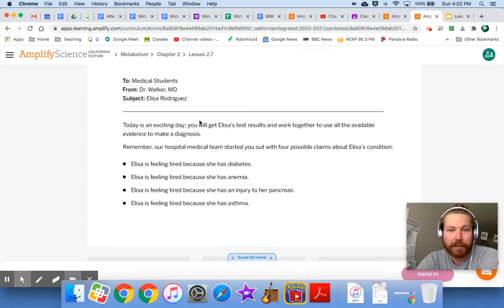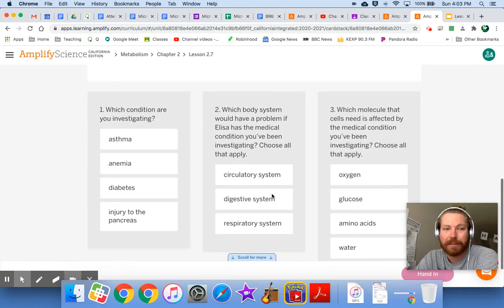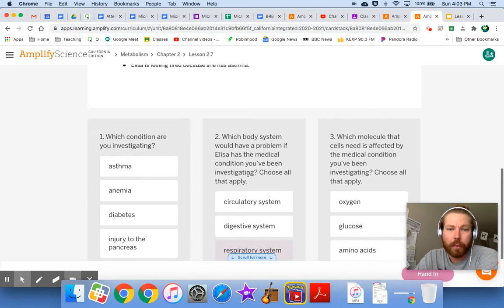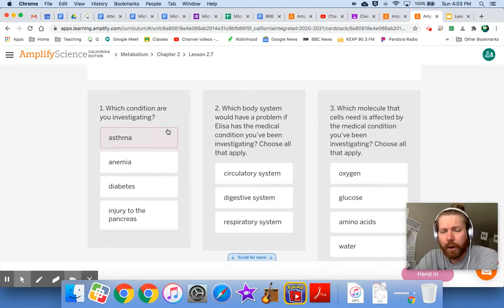Remember, our hospital medical team started you out with 4 possible claims about Elisa's condition. Elisa's feeling tired because she has diabetes, because she has anemia, because she has an injury to her pancreas, or because she has asthma. So for the warm-up, you are answering these questions down here.